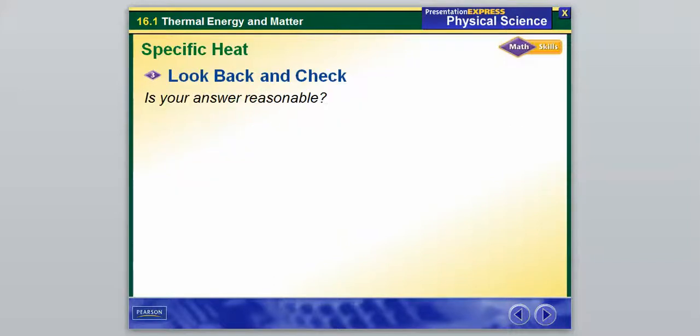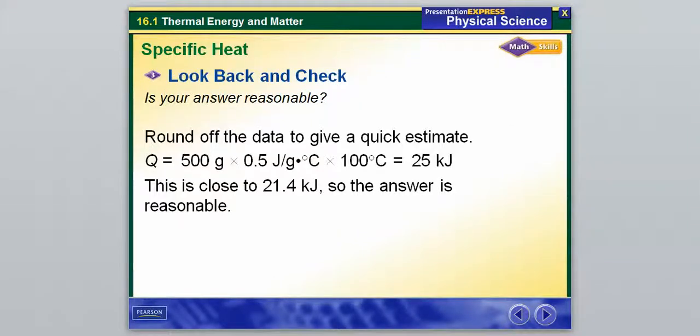Then you look back, is your answer reasonable? Again, they just rounded off the data to give a quick estimate. They rounded all the numbers up, and that's much more simple math. It equaled 25 kilojoules when they rounded everything, and that's pretty close to 21.4, so their answer is reasonable.